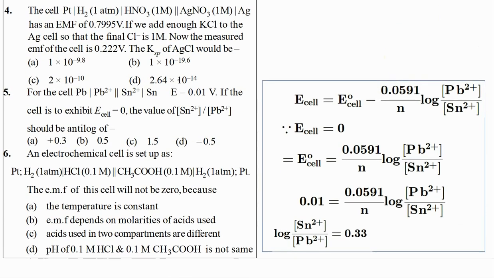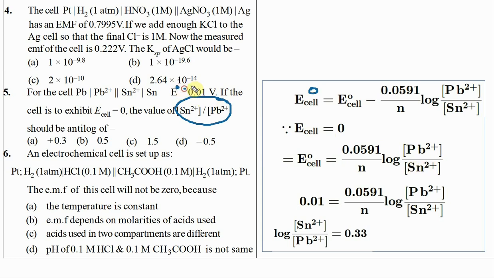Question number 5 is very simple actually. For the cell, if the cell is to exhibit, so let's write the cell. E cell equals E naught cell. So I have set it up right here, but you have to watch out that as you write the cell, what is given is the opposite of that. So we will take care of it later. Now, if the cell is to exhibit E cell equals 0, so if this is 0, E naught cell equals, this goes to the other side, changes in sign, so I have this. Now they are telling you what it should be.